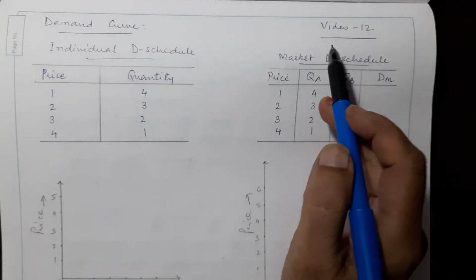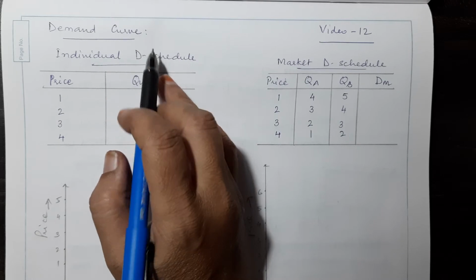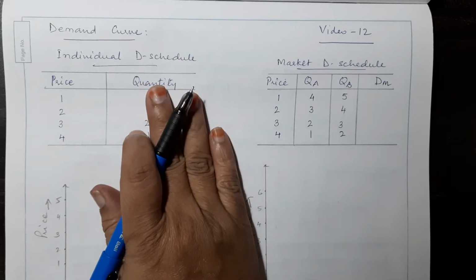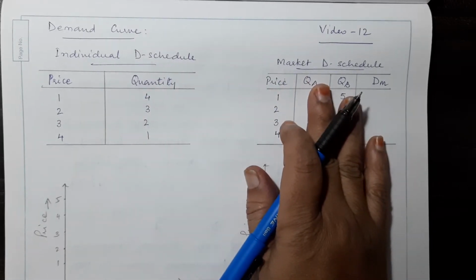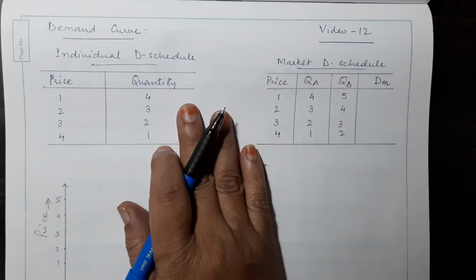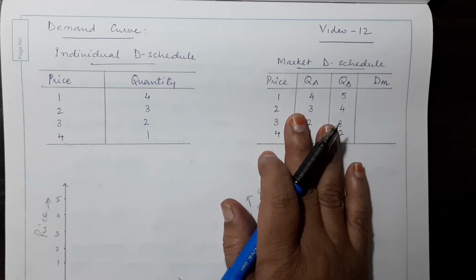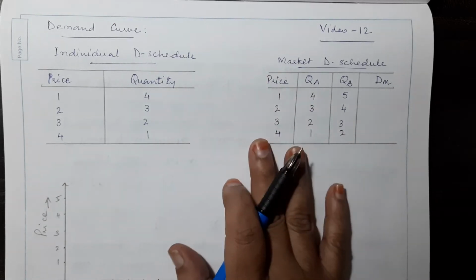In video number 12, let's discuss the demand curve. Having understood what is individual demand and what is market demand, let's go ahead to discuss the demand curve. Individual demand is the demand by an individual consumer, whereas market demand is the sum of the demand of all the consumers in an economy.